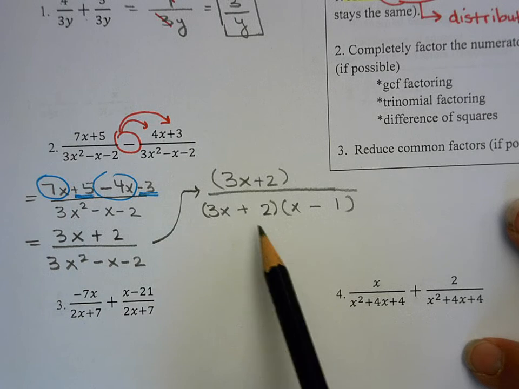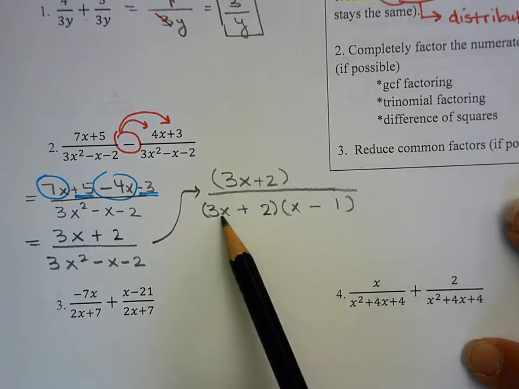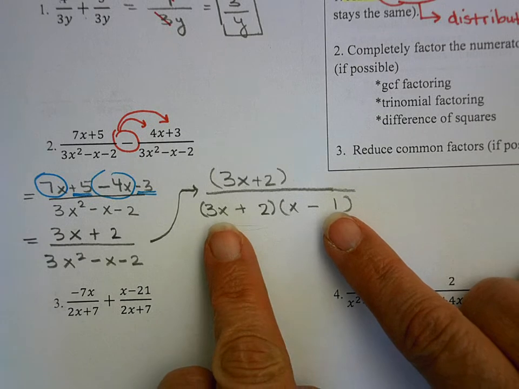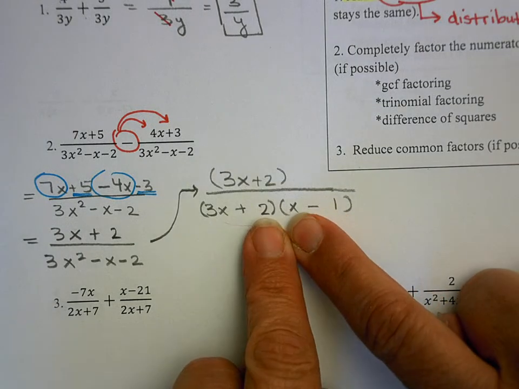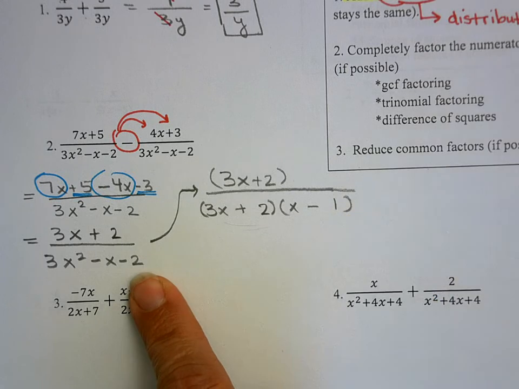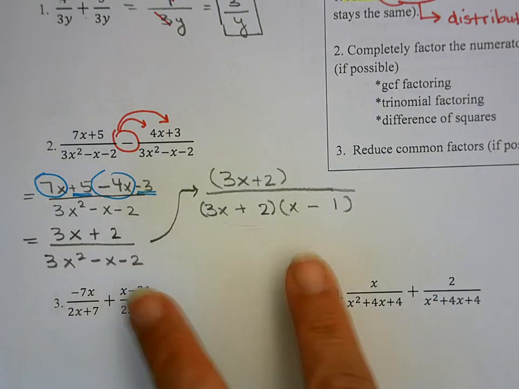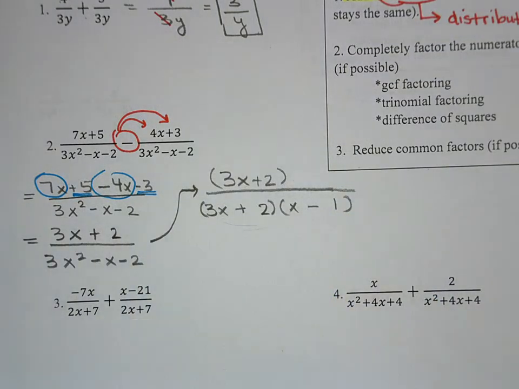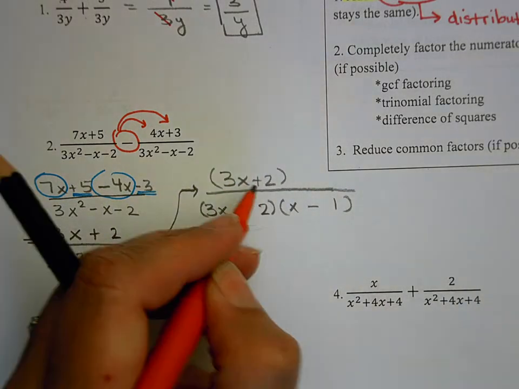But if I wanted to check it, this would give me 3x squared when I multiply. And then here I would get negative 3x plus 2x, which is negative 1x. And then 2 times negative 1, which is negative 2. Again, if you're not sure what happened here, maybe go back and watch a video on factoring. And then from there, I can reduce that 3x plus 2 because they're common factors.